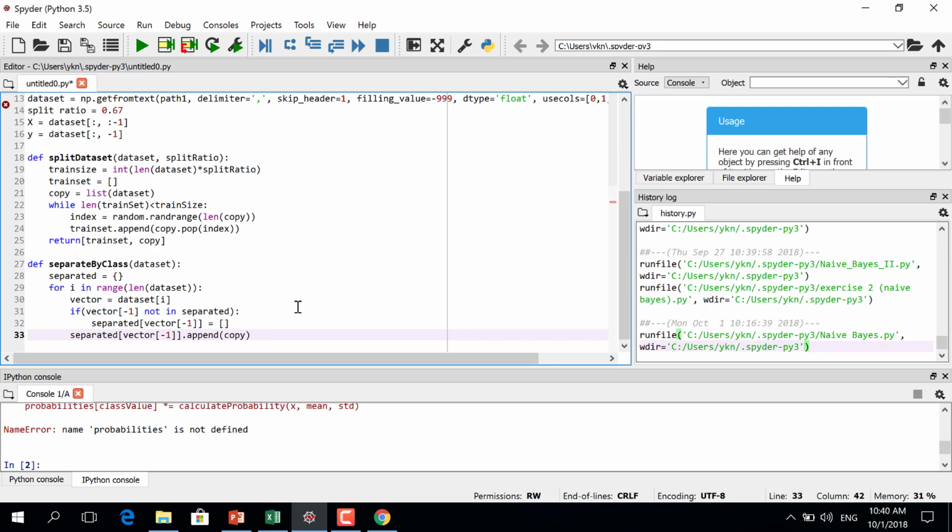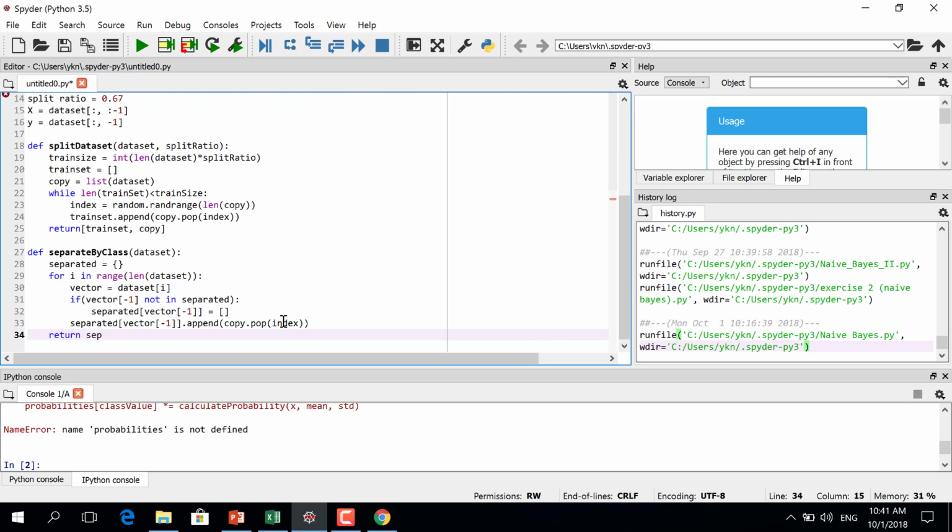All right, now we have to copy and append, copy and dot populated. We have to populate again and give the data and the new index, and we have to return. Sorry, and then we have to return separated. All right.